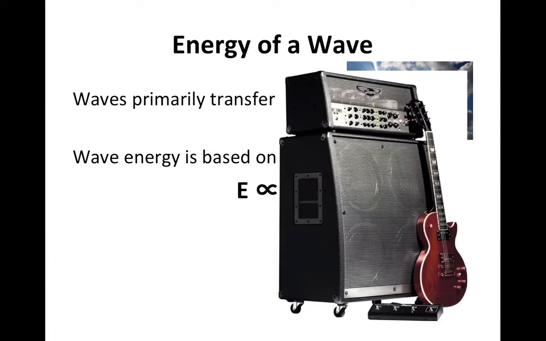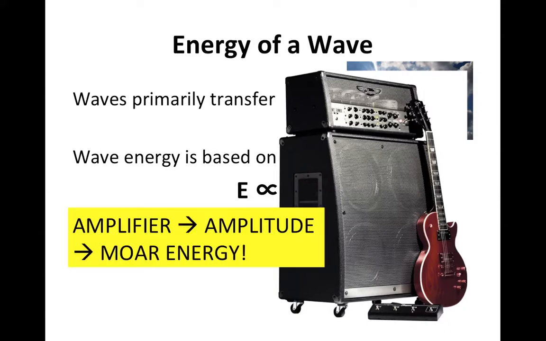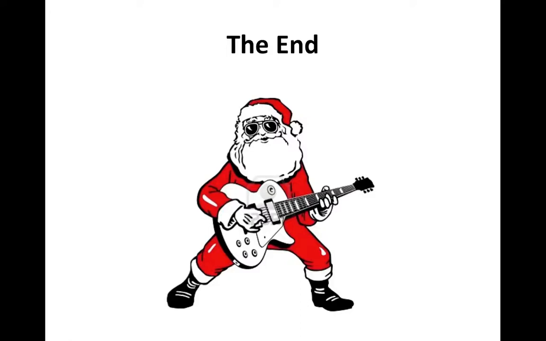Okay? And then if you think of a guitar amplifier, the word amplifier comes from the fact that you are increasing amplitude, which obviously is going to give you more energy. So the answer to the question, how can Mr. Bell shred on his guitar and play Jingle Bells for fundraisers, is that he can increase the amplitude of his sound waves using an amplifier. So there you go. And that is the end of this video, and we will talk about this more in class.